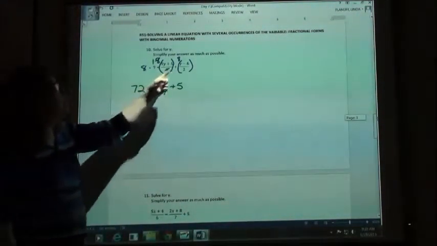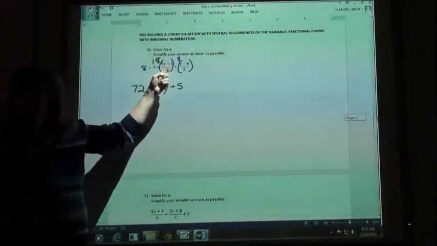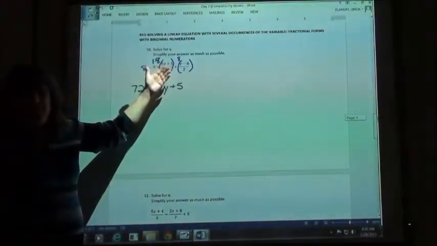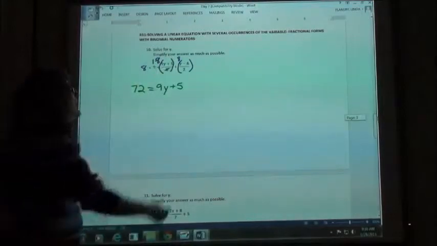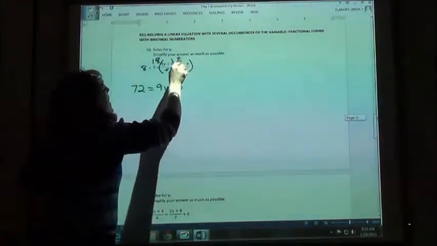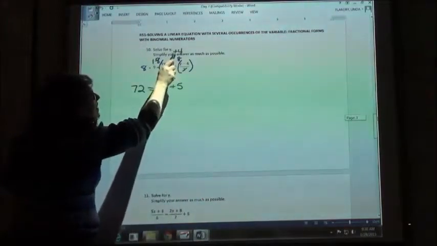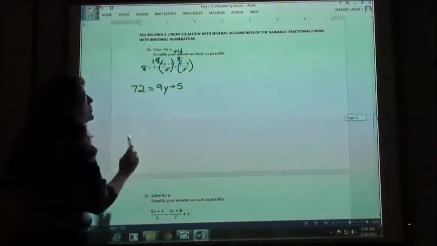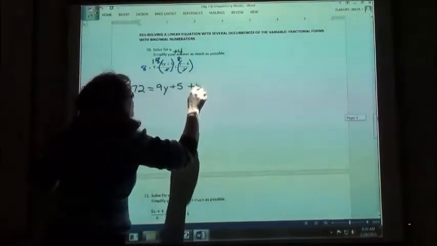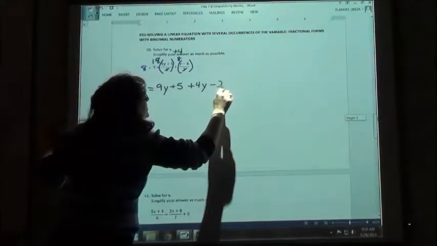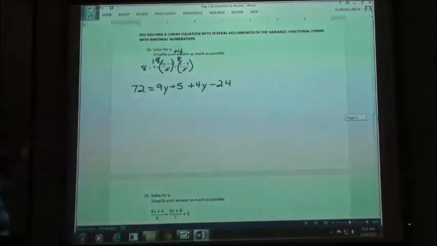Here's where I want to be careful because of this sign. If it's a positive, you're pretty safe, but if it's a negative, you've got to watch the sign in there. 2 goes into 8 4 times. It's a plus in front of that, so I'm taking a positive 4 times each of those. So I'm going to have a positive 4y and a minus 24.